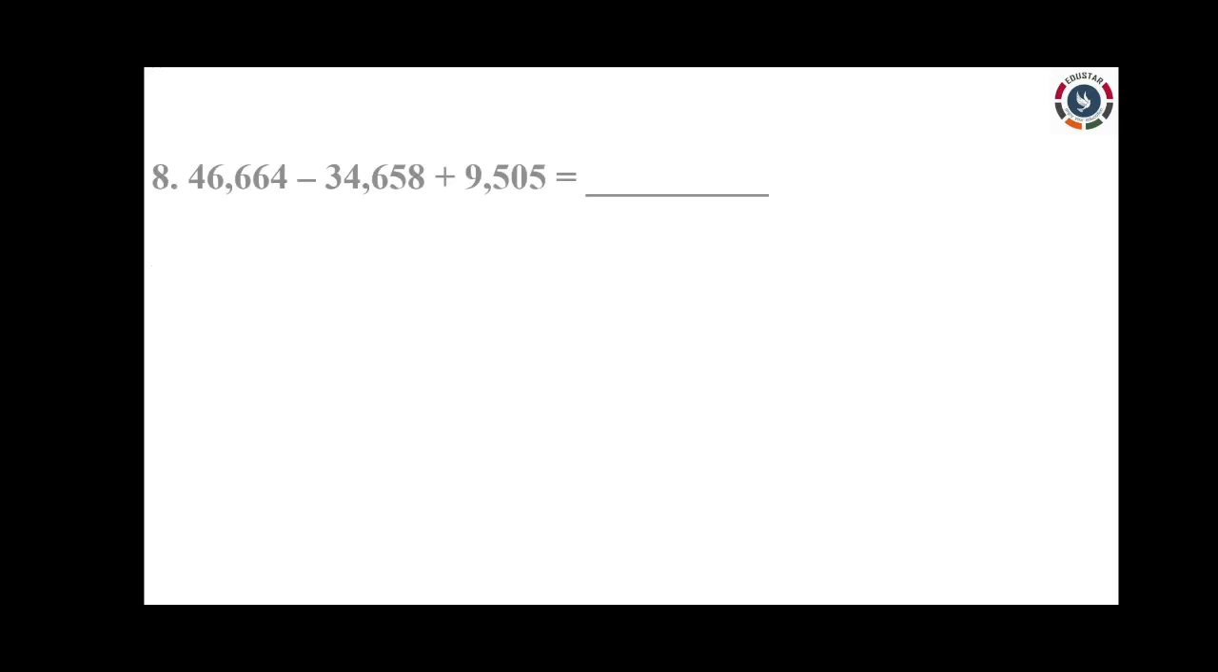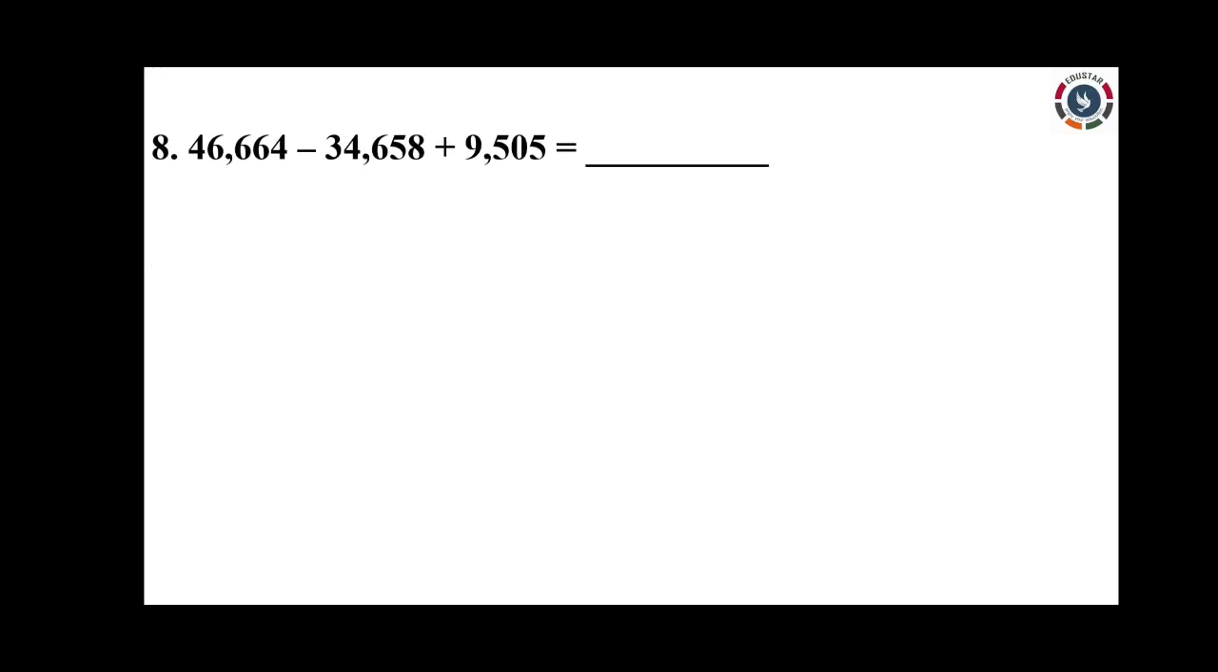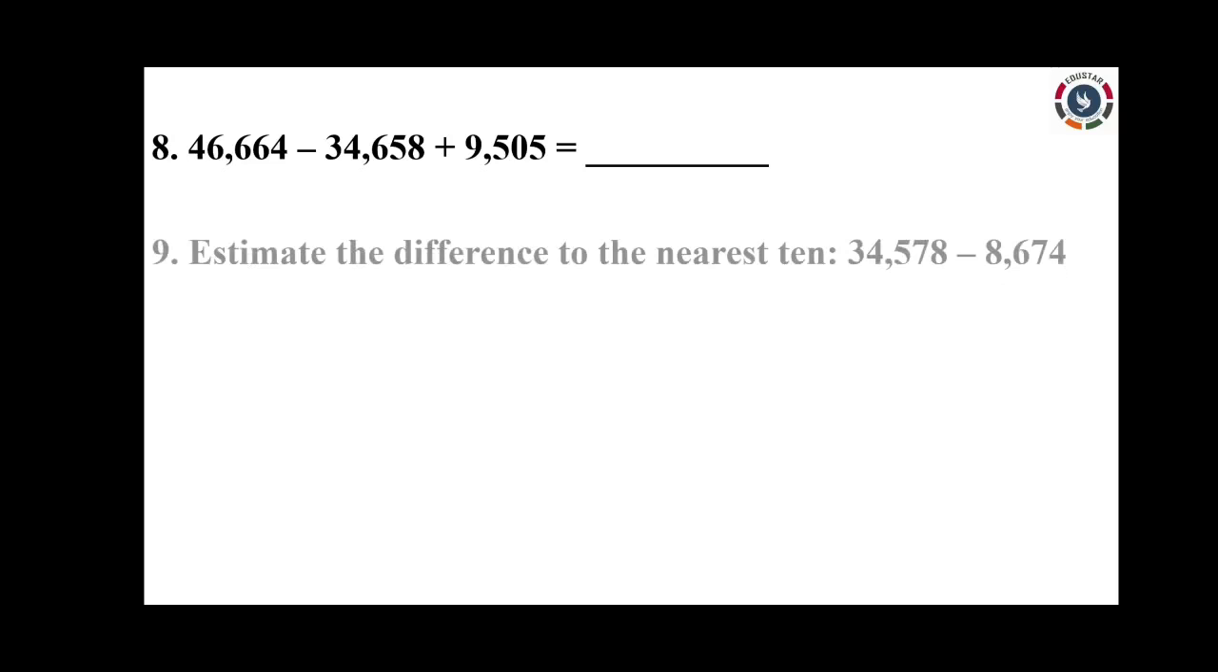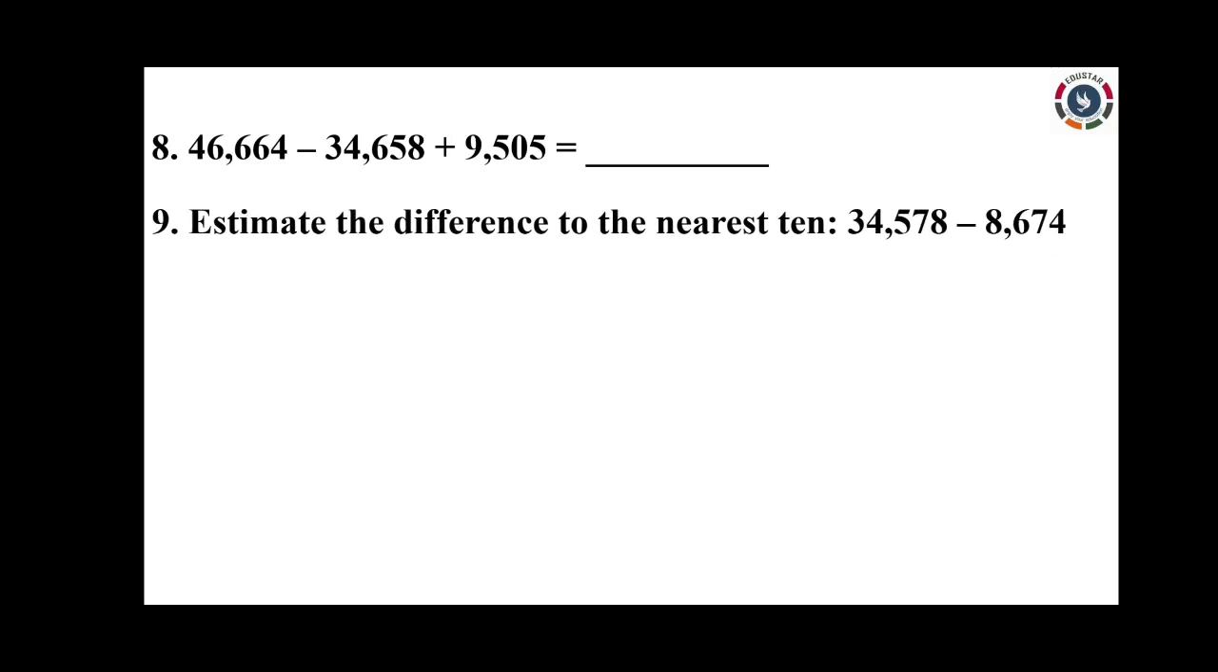Eighth question, 46,664 minus 34,658 plus 9,505, which is equal to dash. Ninth question, estimate the difference to the nearest 10: 34,578 minus 8,674.